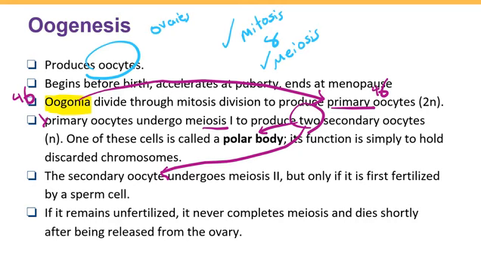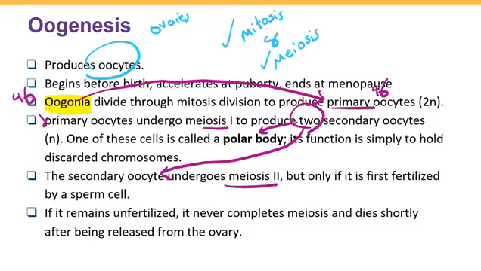But the other one, the secondary oocyte, gets much cytoplasm and continues to meiosis 2. But meiosis 2 can be completed only when it is fertilized by a sperm cell. And guess what? If fertilization does not occur, the secondary oocyte never finishes meiosis 2 and dies shortly after being released from the ovary. Okay, let's review it one more time.